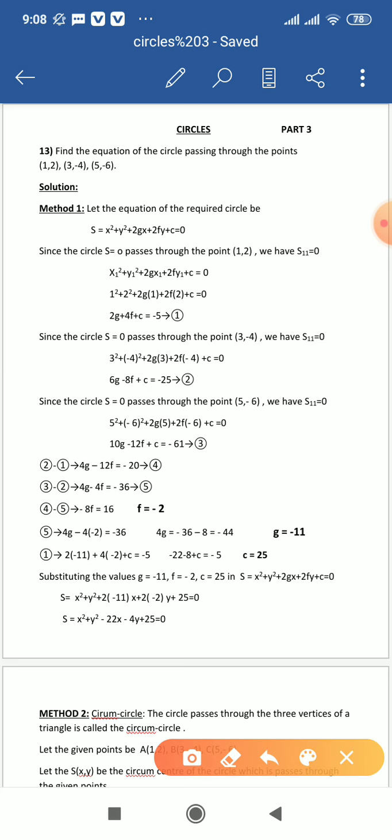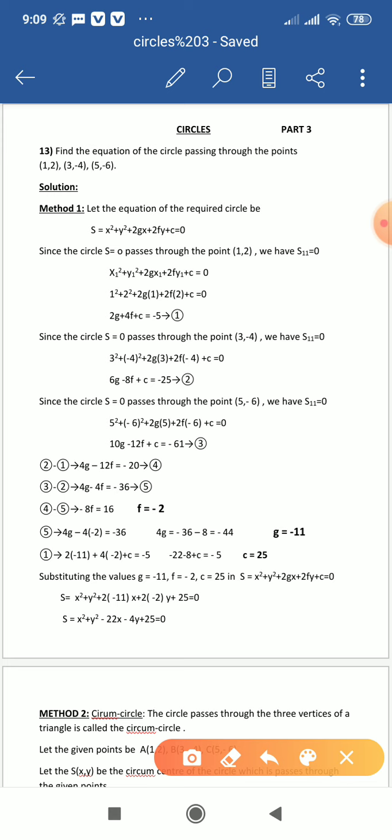In our previous sessions, we discussed the position of the point, power of a point, and length of the tangent drawn from a point. Position of a point means: if the point is inside the circle, S11 is less than 0 is the condition. If the point P is on the circle, S11 is equal to 0. If the point is external to the circle, S11 is greater than 0.